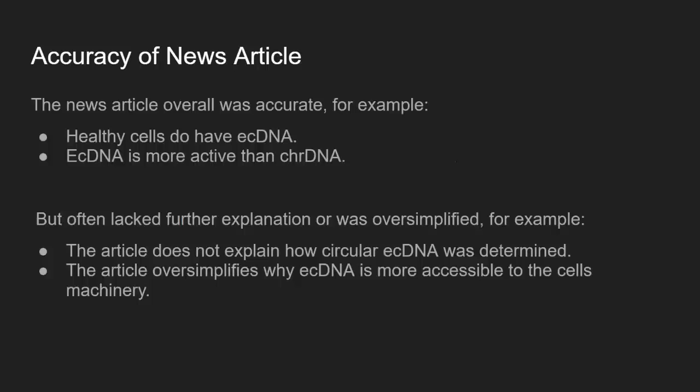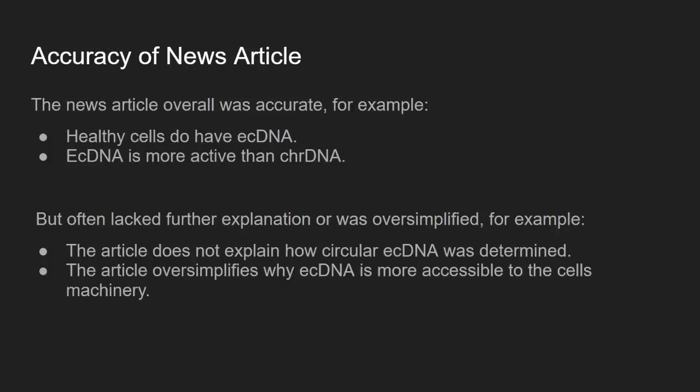As for the accuracy of this news article, it overall was accurate. For example, healthy cells do have ecDNA, as stated in the primary literature when they were talking about the differences in ecDNA and healthy somatic tissues. ecDNA is more active than chromosomal DNA. This was explained in the paper by ecDNA structure and less compaction of chromatin. But often the article lacks further explanation or was oversimplified.